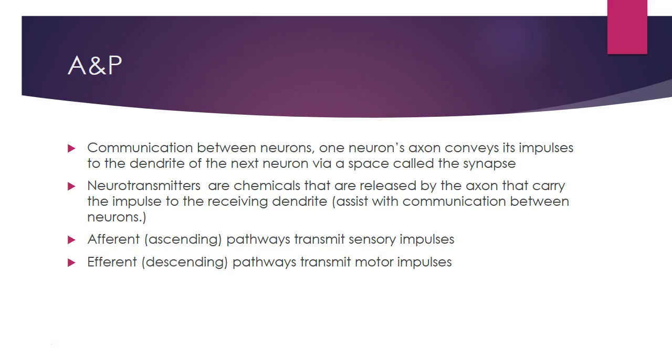We have afferent and efferent pathways. Afferent is ascending, so that's how I remember that afferent is ascending. So if you remember one, you should remember the other. They transmit the sensory impulses, and then the efferent, which is descending, transmits motor impulses.